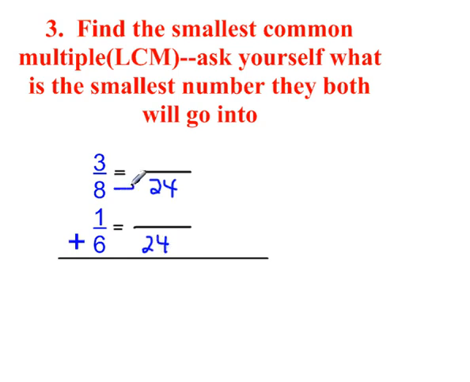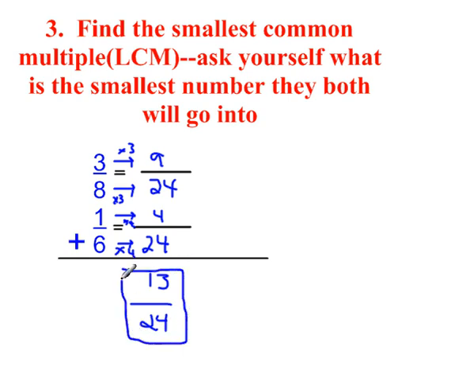And again, we change the 8. To change the 8 to 24, you'd multiply by 3, which means you have to do the same to the top. Keep it fair. 3 times 3 is 9. Down here, we changed by multiplying. To get 6 to become 24, you'd have to multiply by 4. So the same to the top, make it fair. 1 times 4 is 4. And now we go ahead and add. 9 plus 4 is 13 over 24. It does not reduce. So there is our answer. And those are the three ways to find a common denominator.